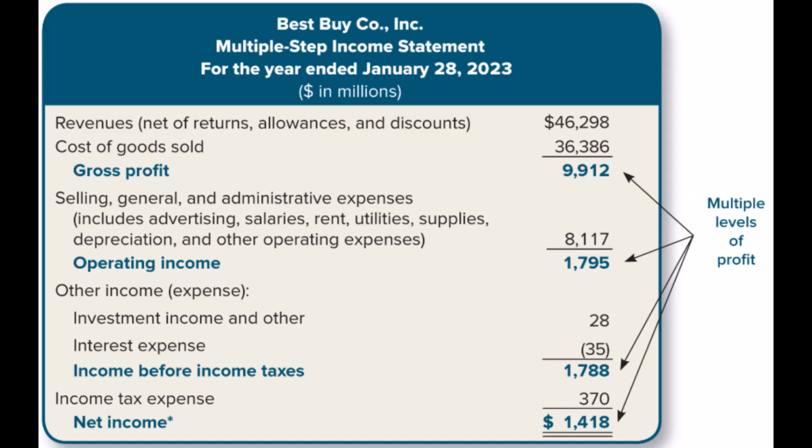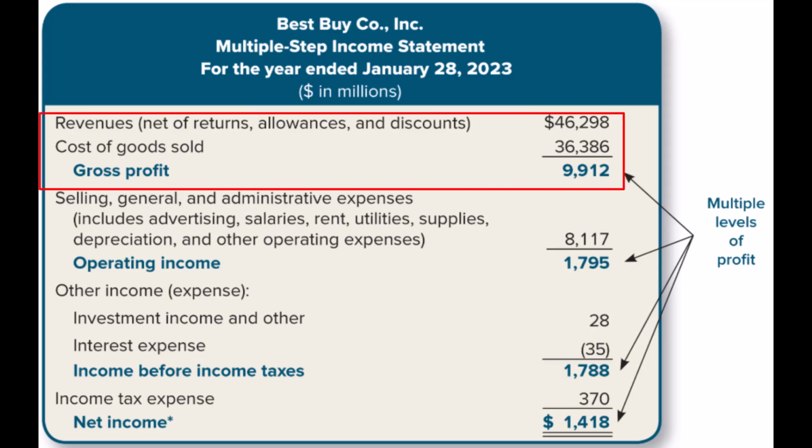Step 1. Gross profit. We start at the top with revenues, or net sales, and subtract the cost of goods sold. The result is gross profit. This number is huge. It tells us how profitable the company is from just buying and selling its core product before considering any other business expenses.